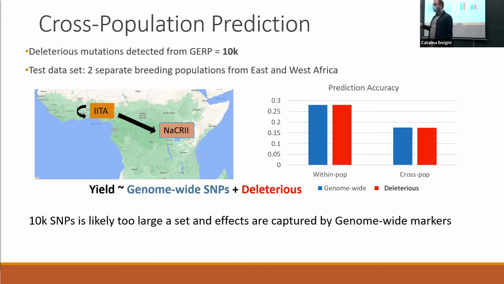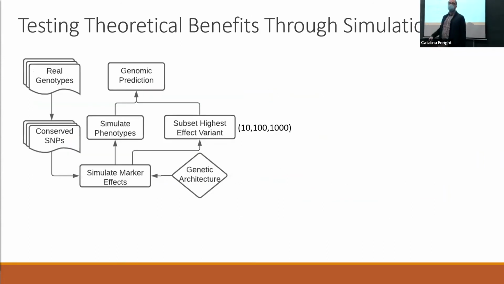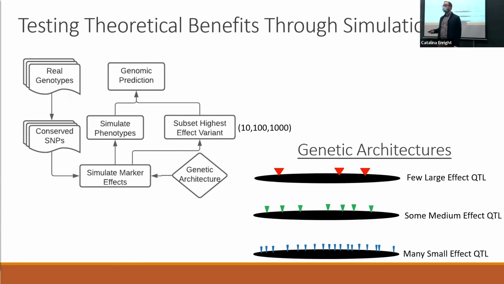And that led us to look at some simulations. So when would this be beneficial? In this simulation framework, I basically took the real genotypes from these populations, looked at those conserved, deleterious sites, and then simulated marker effects at those sites. I used a few different genetic architectures, basically just assuming different orders of magnitude of QTL. Then from that, I simulated the phenotypes and kept track of what the highest effect variance would be, these highest effect QTL, and performed a genomic prediction.